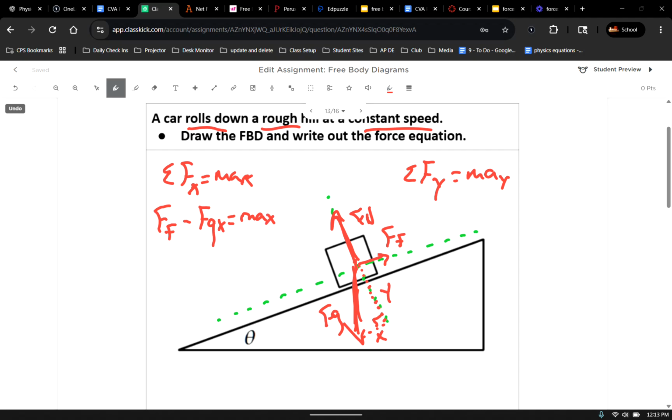I know this looks foreign to you. It's going to take some time to get used to these ones, especially the inclines. But force of friction is up, minus FGX, which is down the incline. Not straight down, but down the incline. Because the velocity, the constant velocity is that way, equals MAX. For the vertical, you're going to end up with Fn minus Fgy equals MAY, and it's not accelerating vertically, so the AY would be 0, and then it's just telling you that Fn and Fgy are the same size.